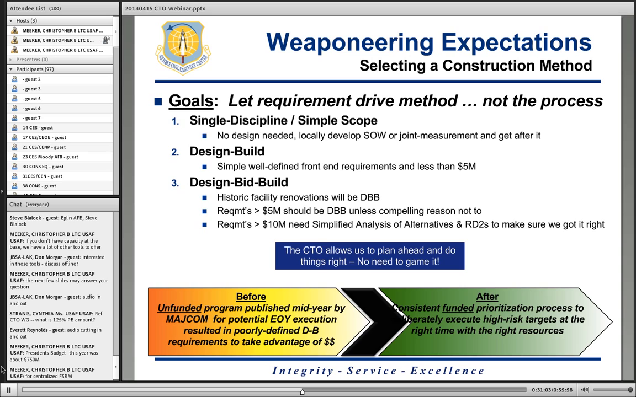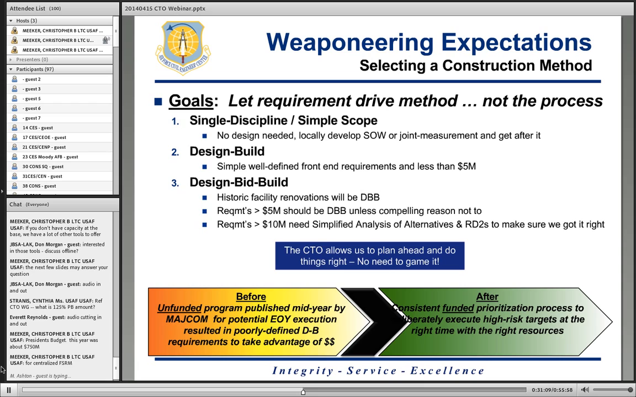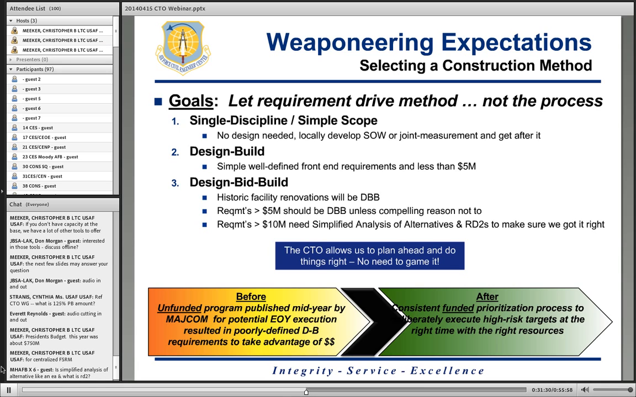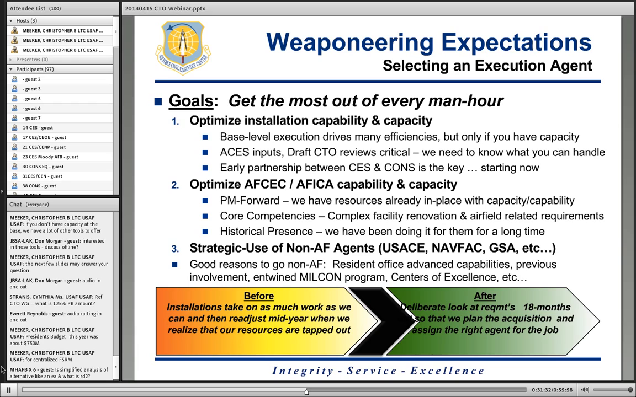And then requirements greater than $10 million, we call it a simplified analysis of alternatives. And then RD2s for you that have done MILCON in the past. We want to do some of that up front, and we want to spend the dollars up front to make sure that's right. Make sure we're doing the best of the available options to address a requirement, and it's worth investing on the front end to make sure that on the back end we're successful. And so the key to this, the CTO allows us to plan ahead, and we can do it right. So you don't need to game the system.